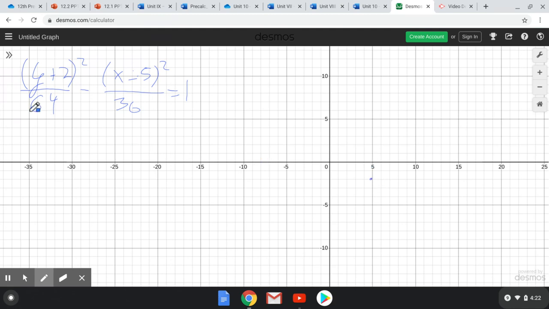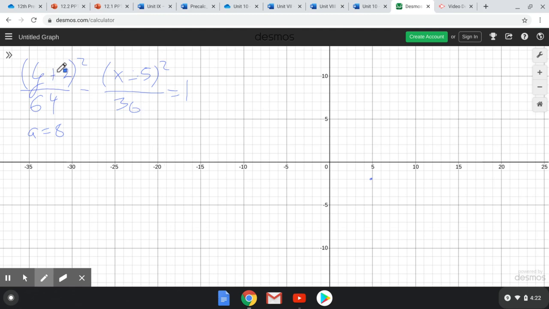And then I know that the first one is always a, or a squared, I should say. So if a squared is 64, then a is 8, right? So if a is 8, and this is a vertical hyperbola, then I'm going to go up and down 8. So if y is first, then the a is in the up and down direction.